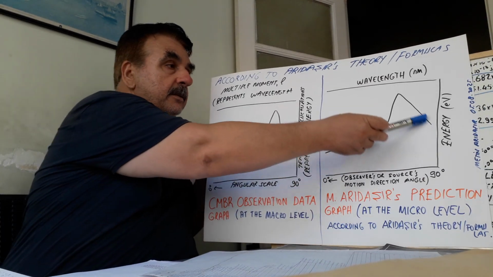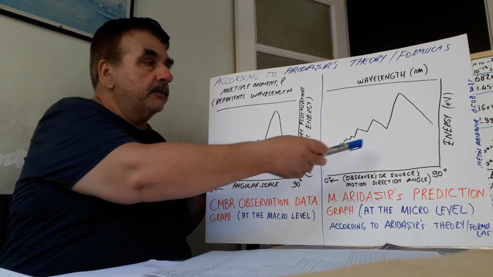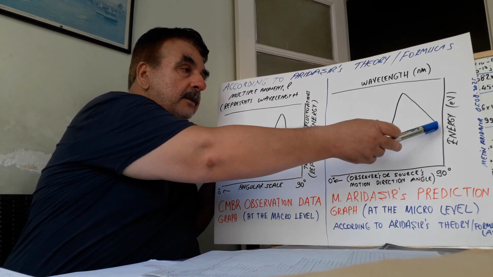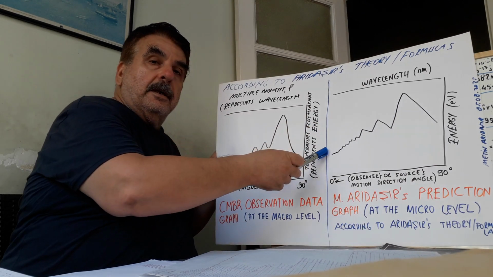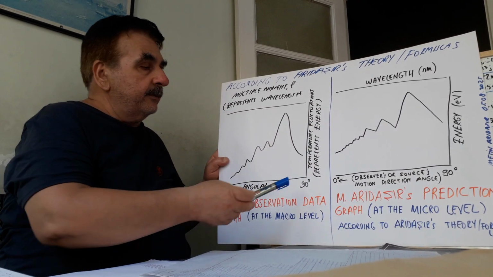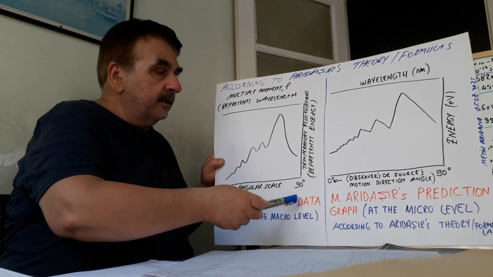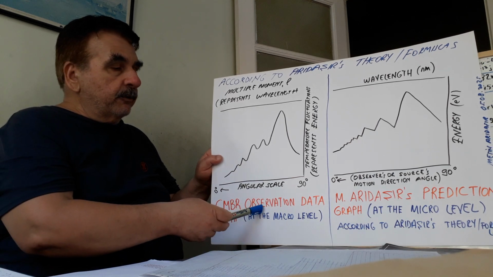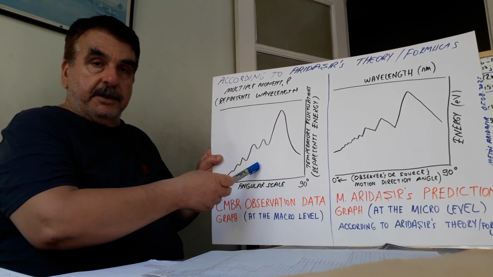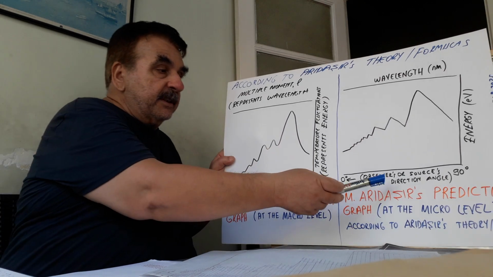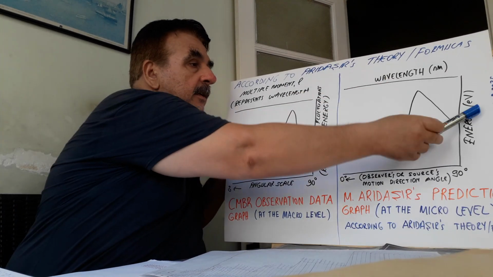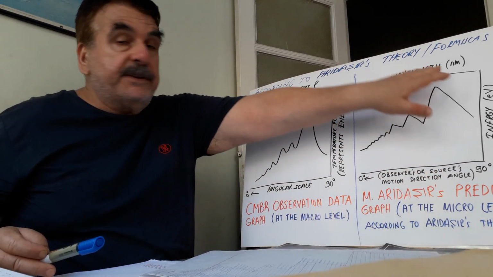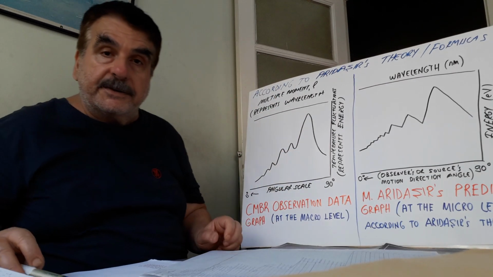On the right side, according to my theory and my formulas, I computed them. I drew this graph. I predicted this graph. On the left side, CMBR observation data, power spectrum data. And the concepts on both sides are the same.